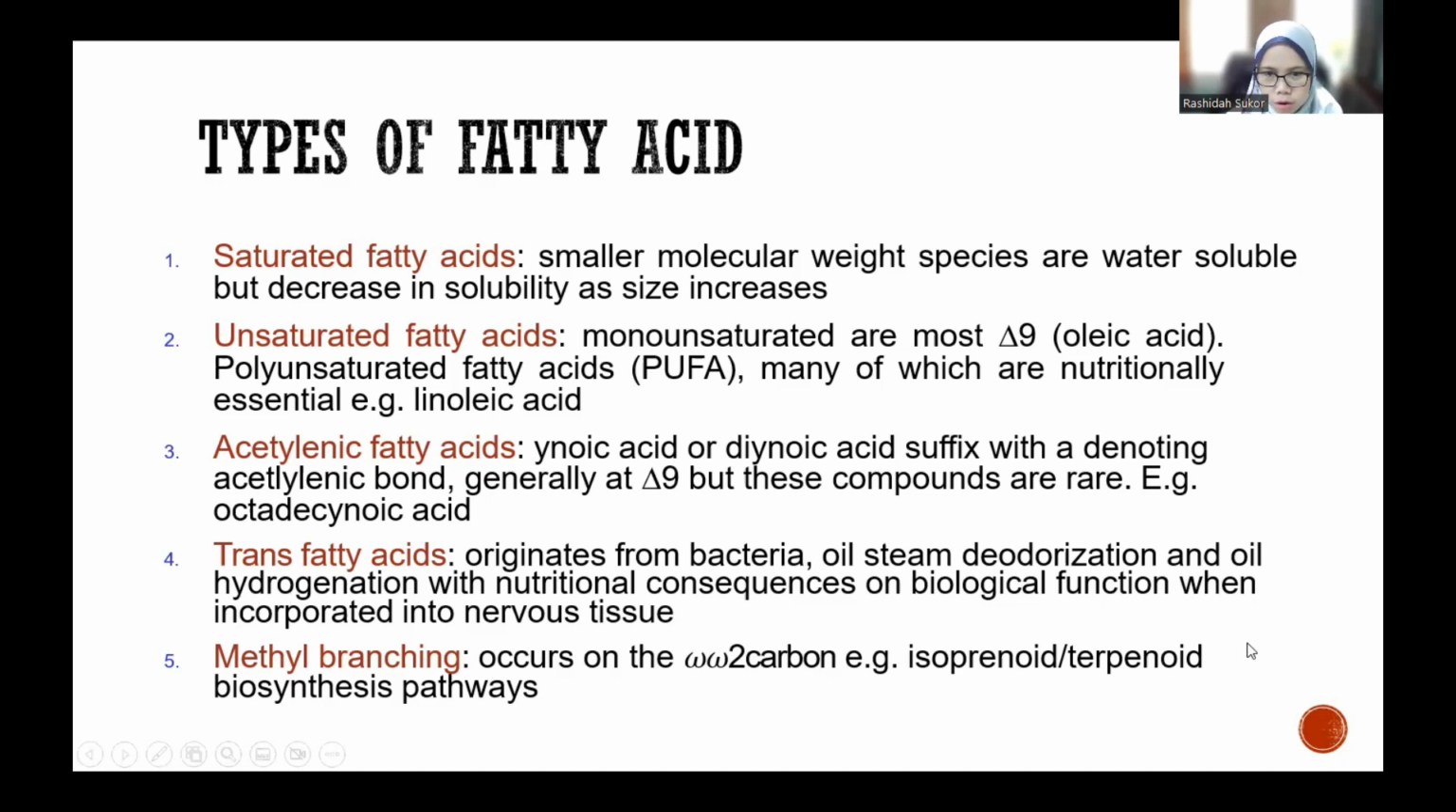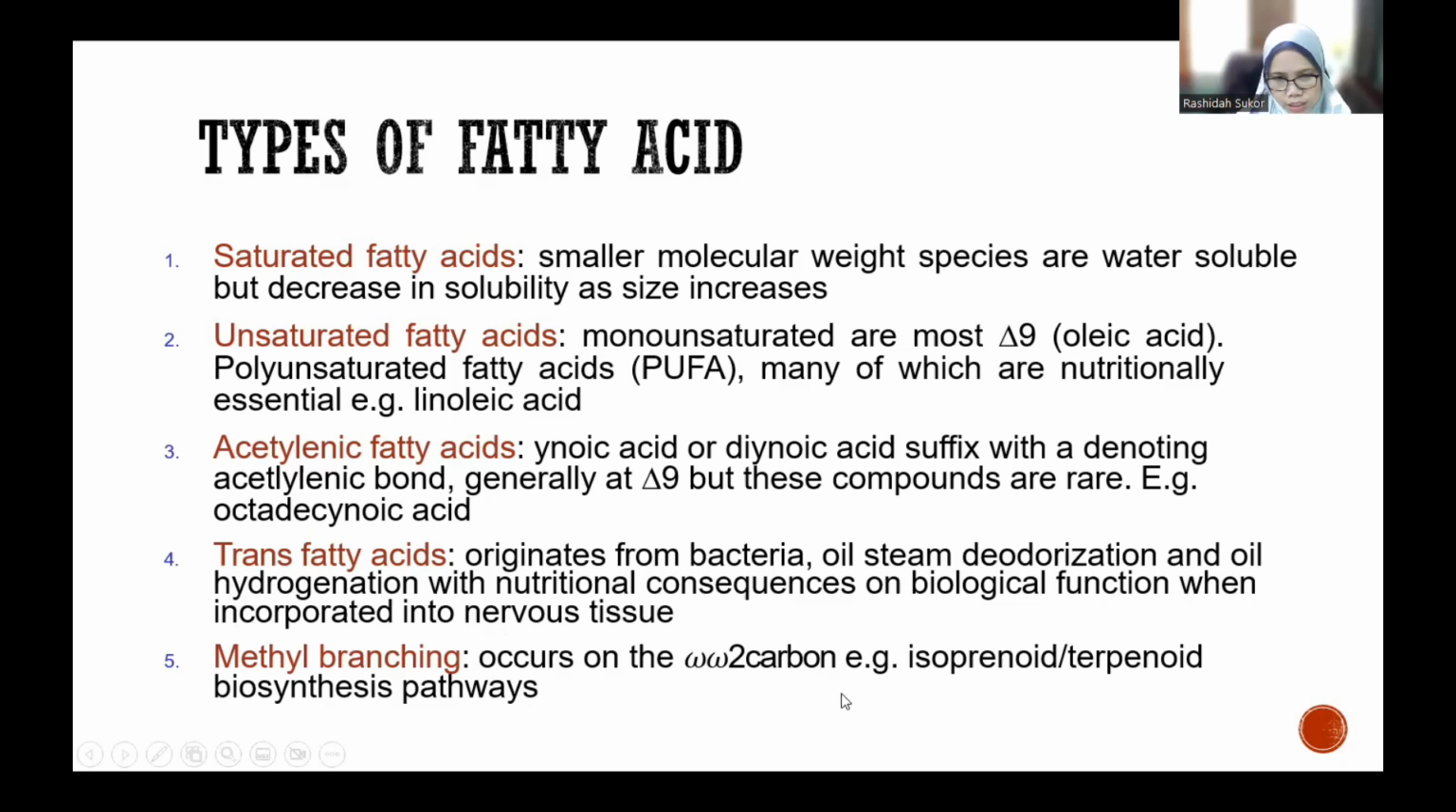Because of the double bond, macam mana nak jadikan dia single bond? So you add hydrogen. So it's called hydrogenation. Okay, hydrogenation. So that is what manufacturers are actually doing lah. Okay. Ini salah satu method. Ada method lain lagi. Okay.